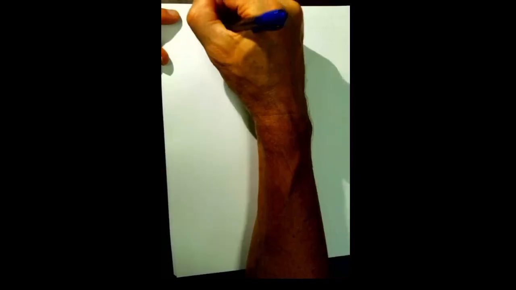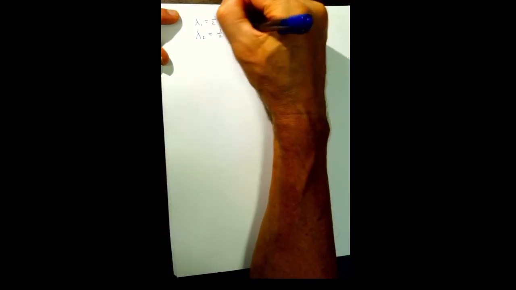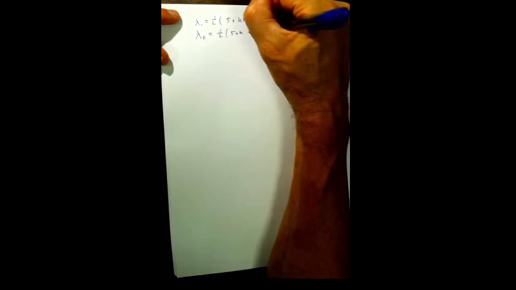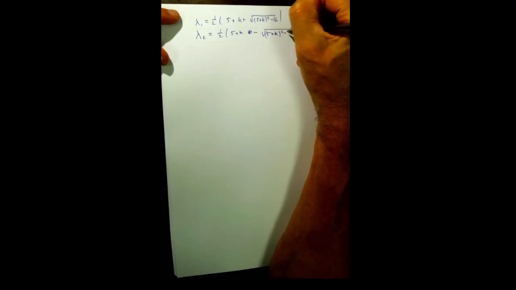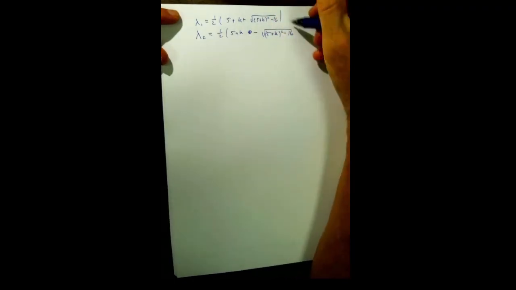So my eigenvalues, I said one was square root of 5 plus k plus the square root of 5 plus k squared minus 16. And the other one is 5 plus k, minus the square root of 5 plus k squared minus 16.